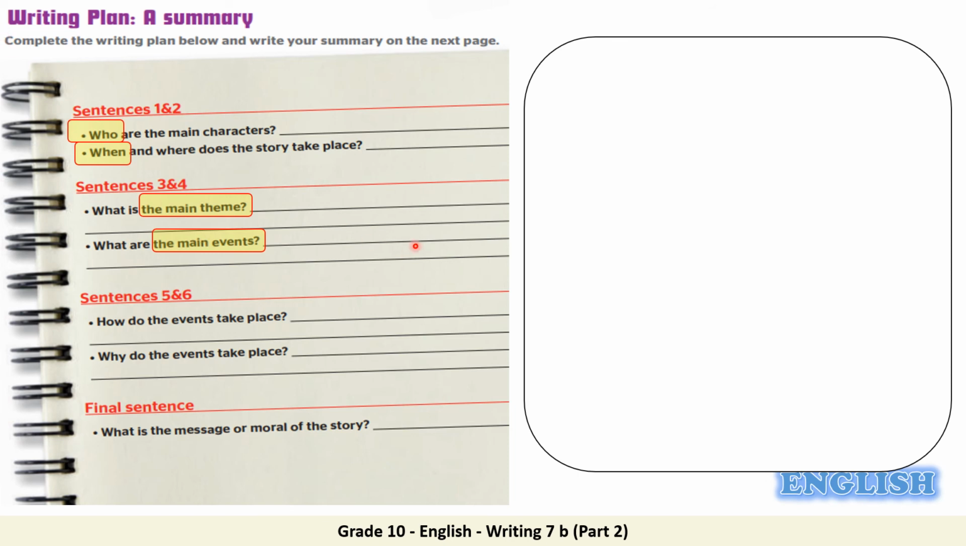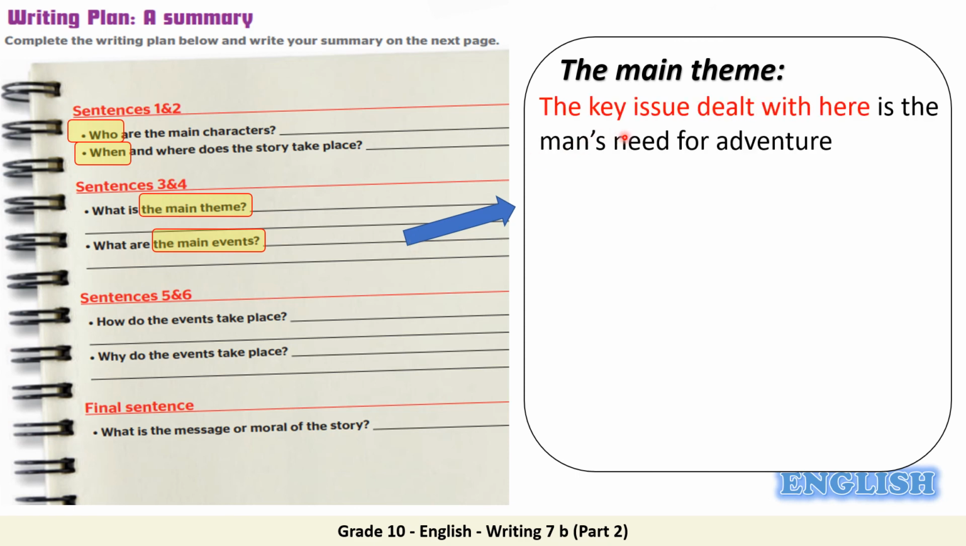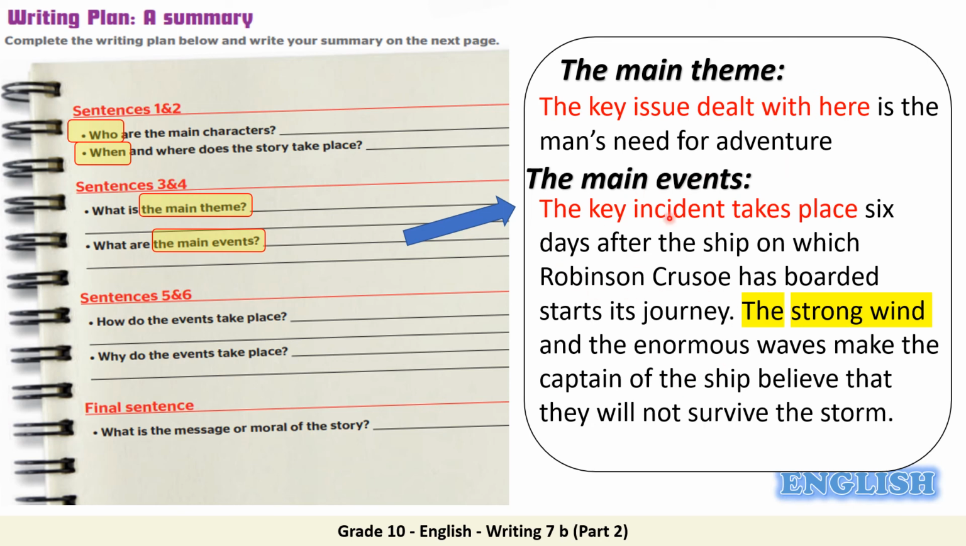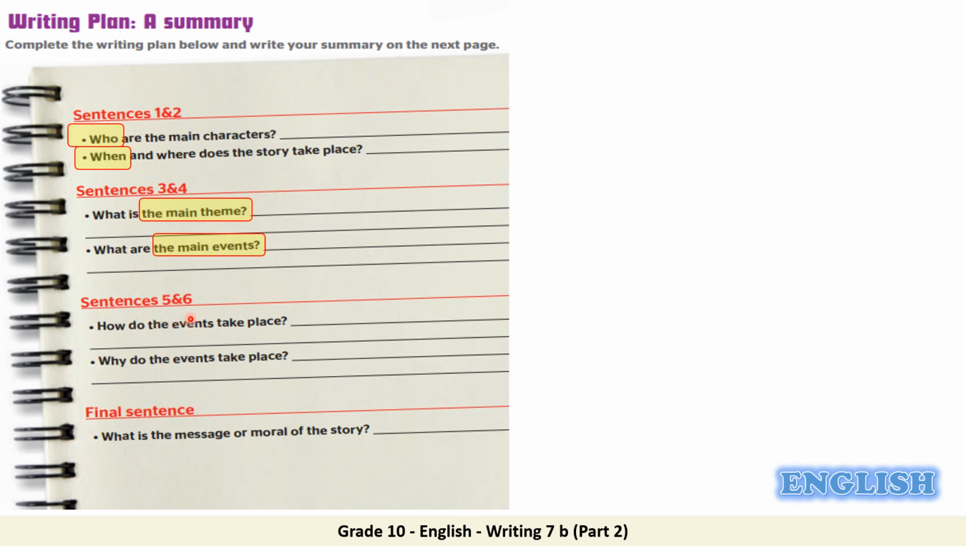Let's answer together. To talk about the main theme, we can say, the key issue dealt with here is the man's need for adventure. And now, the main events. One of the possible answers is to say, the key incident takes place 6 days after the ship on which Robinson Crusoe has boarded starts its journey. The strong wind and the enormous waves make the captain of the ship believe that they will not survive the storm.